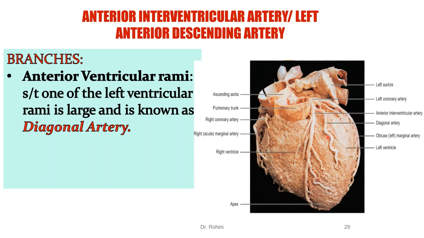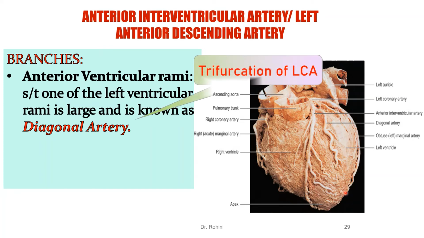One of the branches from left anterior descending may be large, not always, but may be large. When it is large, it is running diagonally, and then it is called diagonal artery. It may arise directly from the left coronary artery at its junction of the circumflex and anterior descending. Actually, it is a branch from anterior interventricular artery, but it may arise directly from the left coronary artery. At that time, we call it trifurcation of left coronary artery. Okay, so this is your diagonal artery.